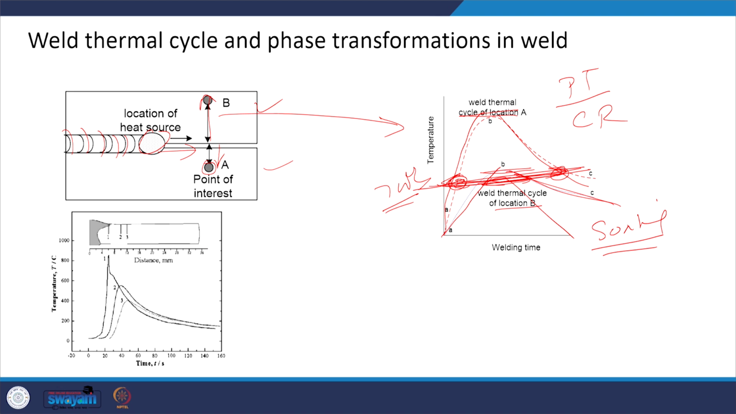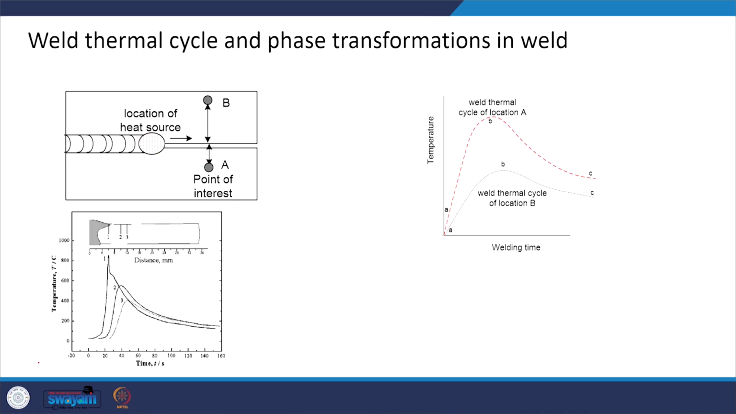Okay. That is what we can see easily using this weld thermal cycle diagram. So, if the point is close to the weld center line, peak temperature is high, cooling rate is high. Okay. If the point of interest is located away from the weld center line, then the cooling rate is low and peak temperature is also low, and accordingly the soaking time is also short. Okay. These three things are very important from the transformation point of view, which will be taking place at these two locations. That is what we can see here from this diagram.